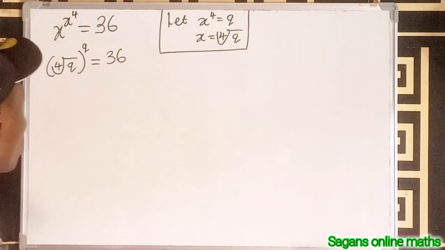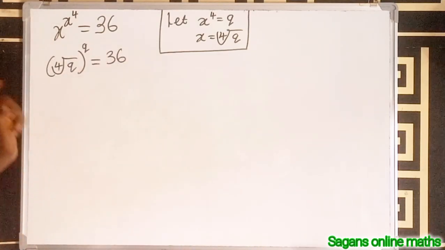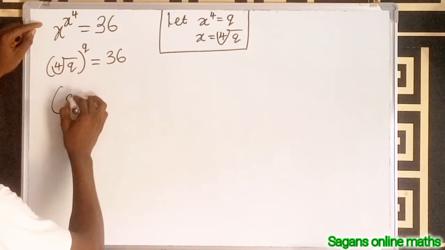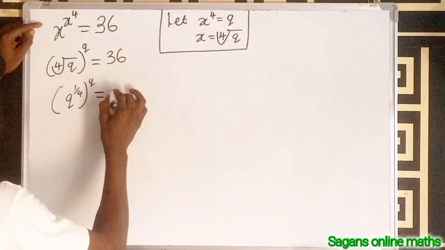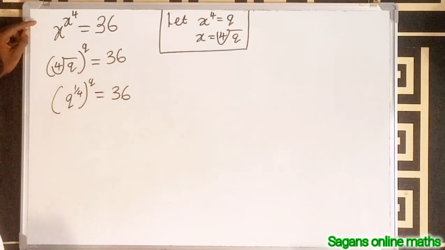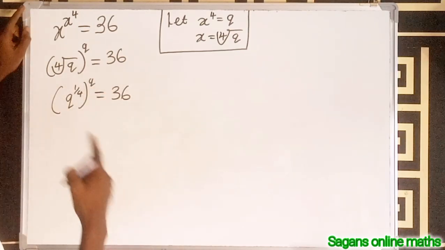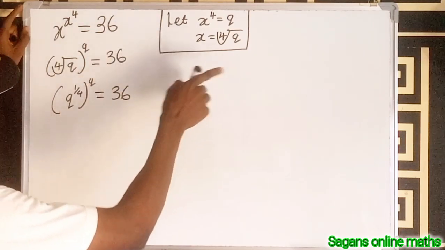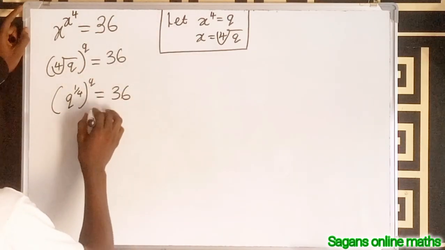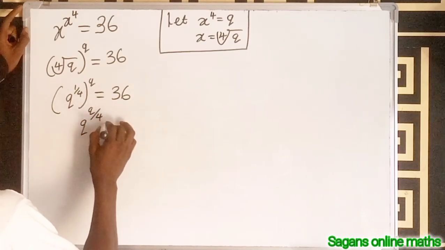In our second step, by obeying the properties of indices, we know that the fourth root of q can also be seen as q to the power of 1 over 4, all to the power of q, equals 36. And remember again that by the properties of indices, the index inside the parentheses can multiply the index outside. So you have that this is q to the power of q divided by 4, equals 36.